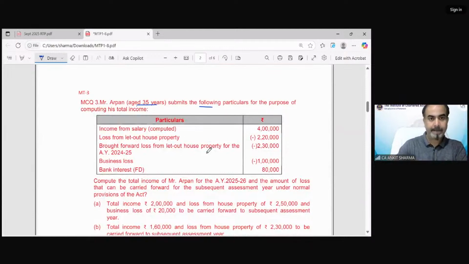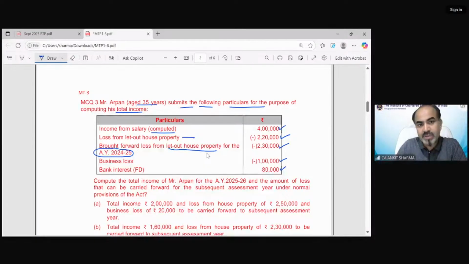Now Mr. Arpan, age 35 years, submits the following particulars for the purpose of computing his total income. Income from salary computed has been given 4 lakh. Losses from let out house property has been given 2,20,000 rupees. Brought forward loss from let out house property for assessment year 24-25 is 2,30,000 rupees. Business loss has been given 1 lakh rupees. Bank interest FD is 80,000.